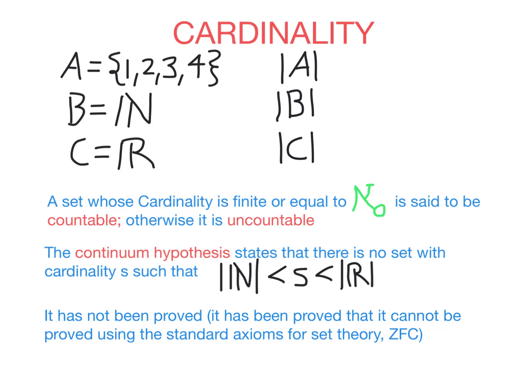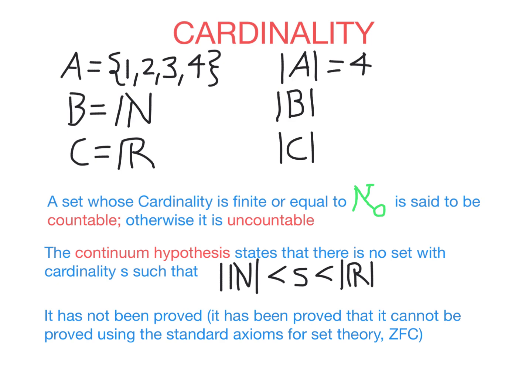Thank you so much for tuning into this video in which we'll look at the cardinality of a set. So at its most basic level, cardinality just tells us how many elements are in a set. So if we have the set A is 1, 2, 3, 4, the cardinality of A is just 4. That's nice and easy. But what about a set like B, which is the natural numbers?